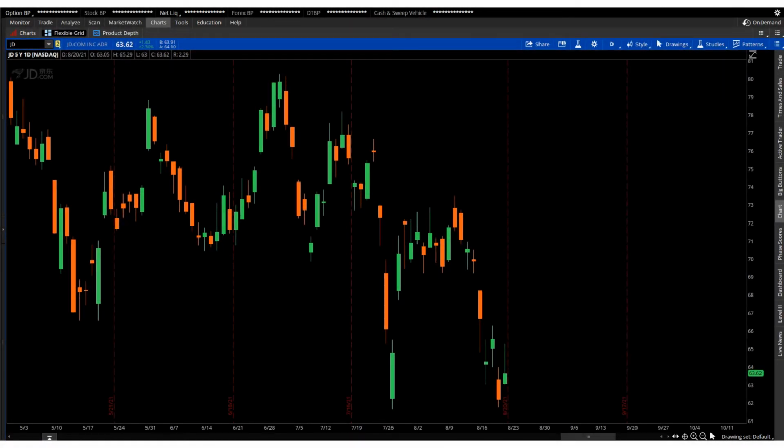Today is August 22nd, and it's about 3:26 p.m. Eastern Time. This is the trading platform for Thinkorswim, and I'm currently looking at the daily chart for JD.com, ticker symbol JD. As of Friday's close, it closed at $63.62, and it was up $1.43 for the day, and that's represented here by this daily candlestick.